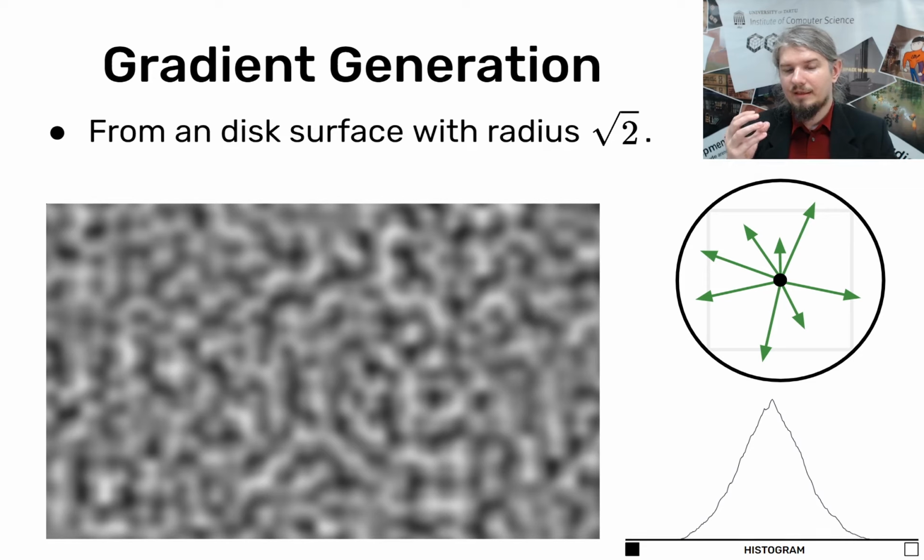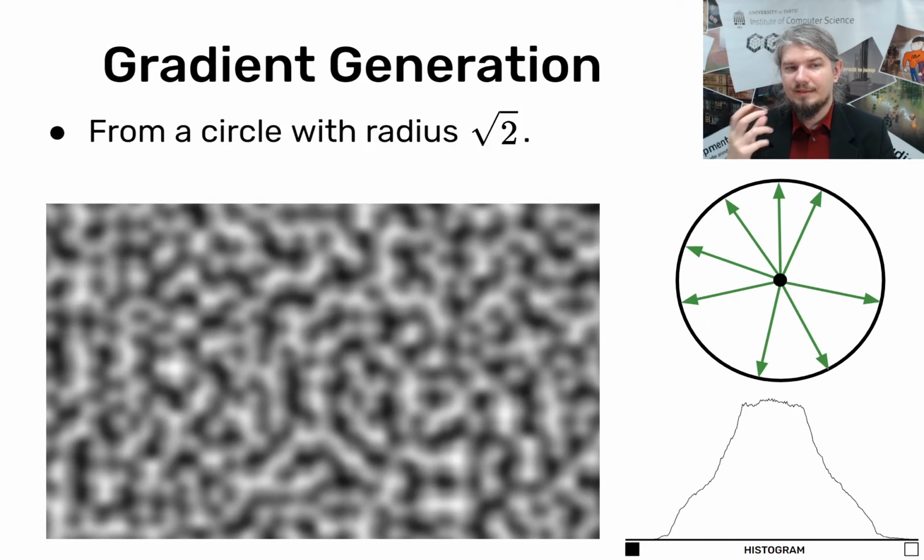But then we can think, do we really want those gradient vectors to be also smaller than some fixed value? Because if we get a lot of those smaller gradient vectors, there isn't going to be a lot of change in the noise. So perhaps we want our changes in the noise to be more pronounced. So we can instead generate gradient vectors from a circle with radius square root of 2. So all of these vectors have the length square root of 2, but they're sampled from the circle, the perimeter of this disk. And you can see the noise becomes a lot deeper and the histogram a bit wider.